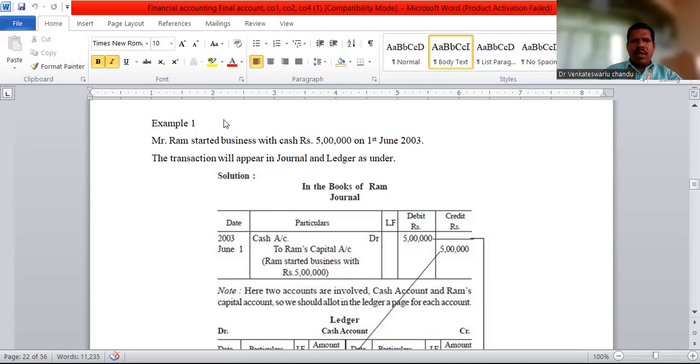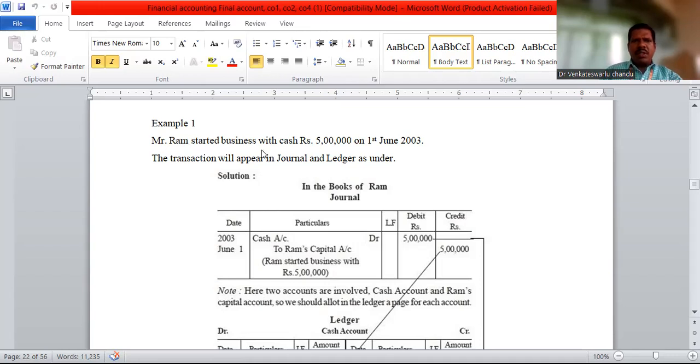In this video, I am going to deal with how to prepare a ledger. After successful preparation of journal entries, the next step is to prepare the ledger. Ledger posting is the process of classifying the accounts, each and every account. So here we take an example.